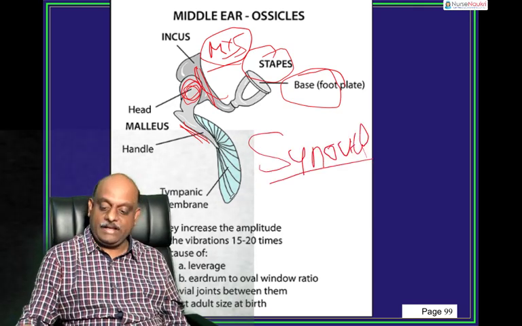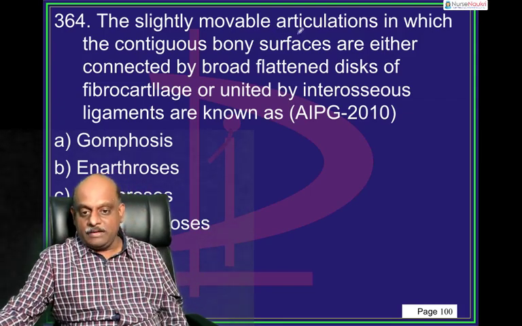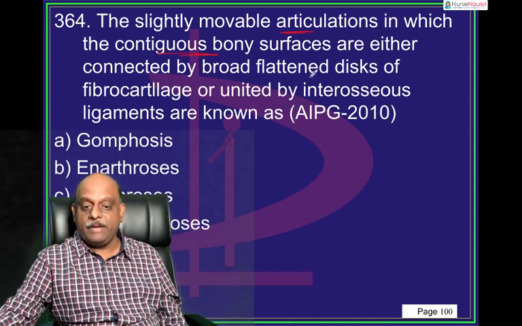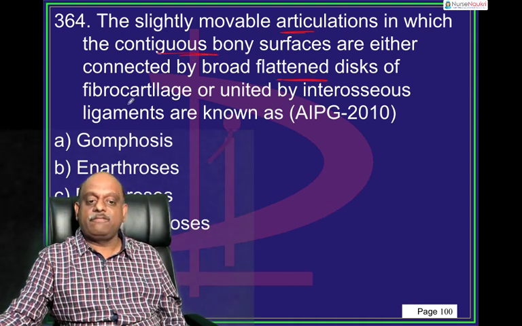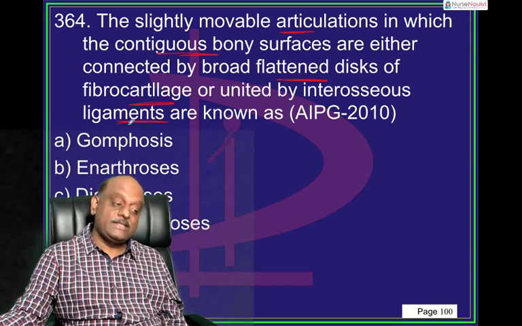A slightly movable articulation in which the contiguous bony surfaces are connected by a flattened disc of fibrocartilage or an interosseous ligament. What do you like to call this?